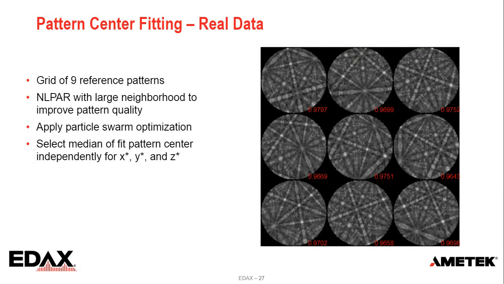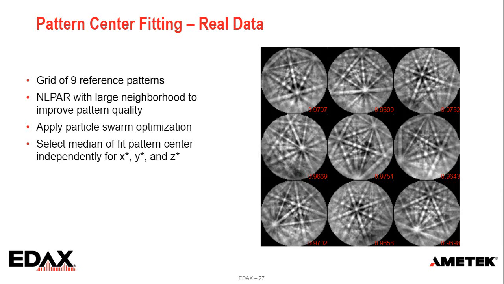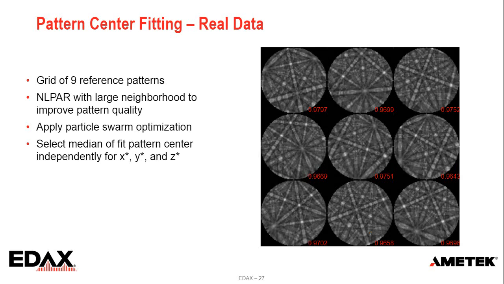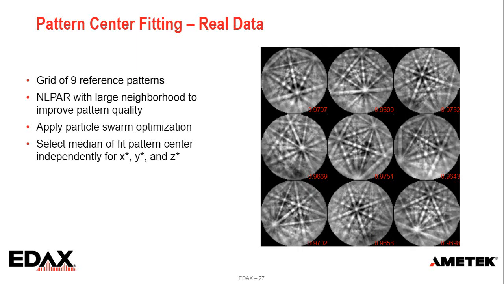So to fit the pattern center on this data set, just as a fixed pattern center instead of dynamic across the scan, I picked these 10 points. I did NLPAR to improve the pattern, and then applied this particle swarm optimization on each one, just starting from a pattern center of 0.5, 0.7, 0.7. So just sort of a generic rough estimate for a pattern center, plus the Hough indexed orientation.